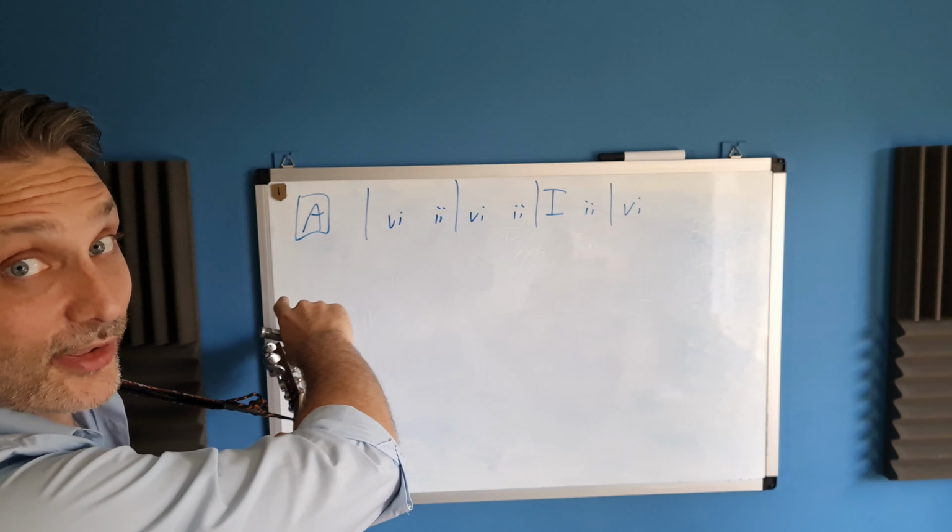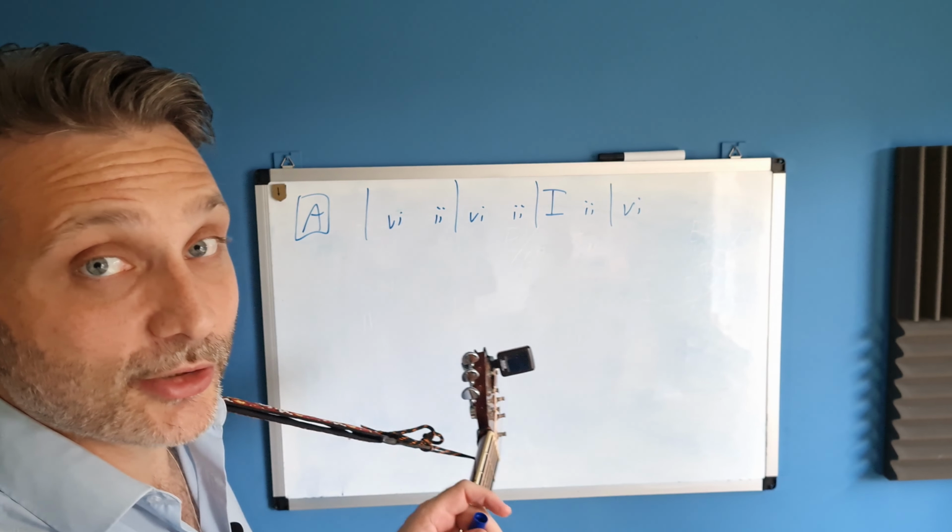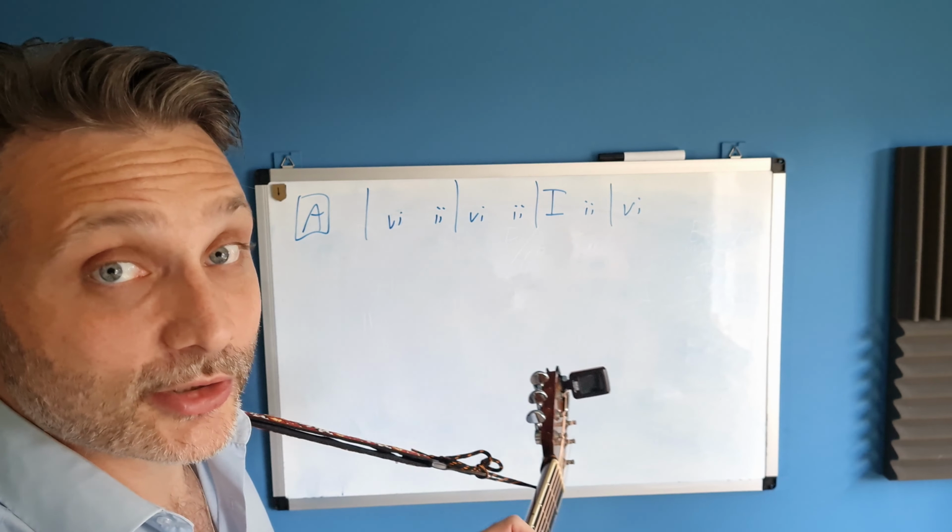So this is 1, this is 1, then this is 2, 1, 1, 7, 6. So this was 6, 2, 6, 2, 6, 2, 1, 2, 6. So this is the A section. Let's take a look at the pre-chorus, the B section. That was sneaky.